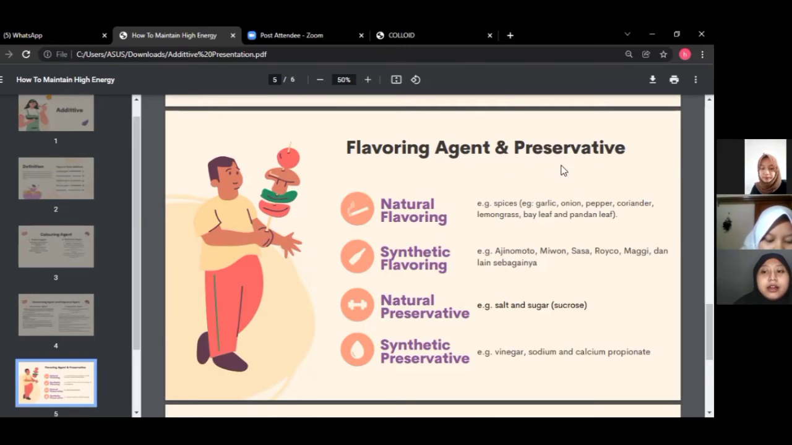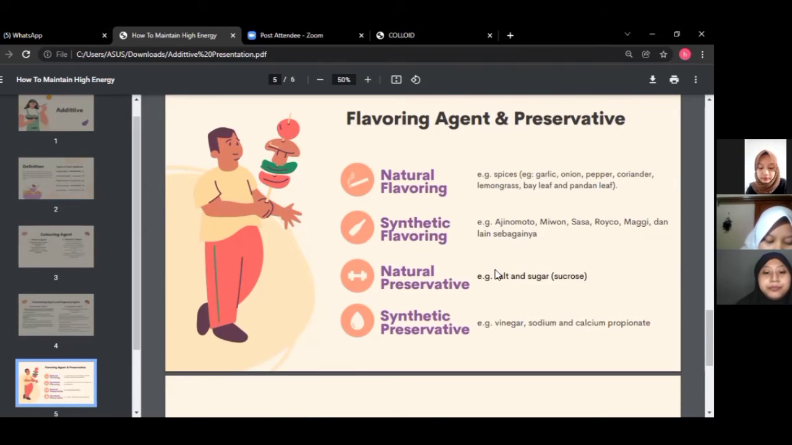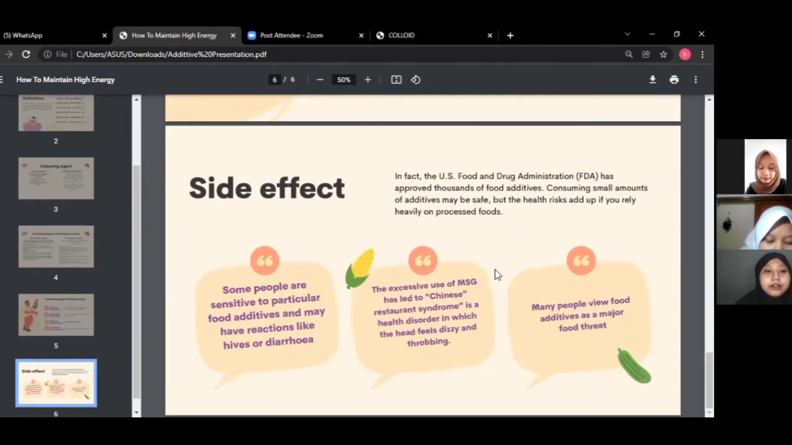And then for the preservative, same as before again, preservative is divided into two parts. First is natural preservative, for example, salt and sugar or sucrose. And the last is synthetic preservative, for example, vinegar, sodium, and calcium propionate. And for the last, there is a side effect.